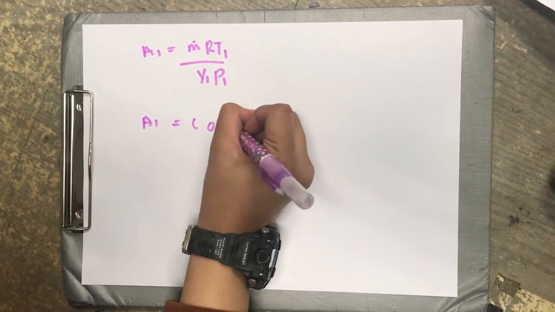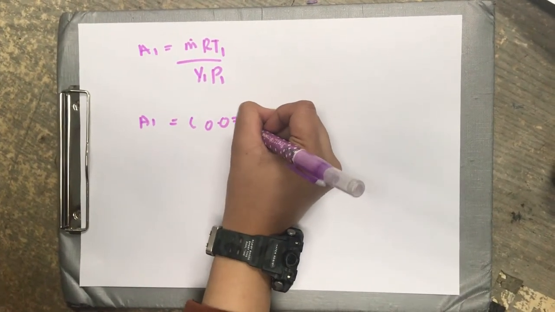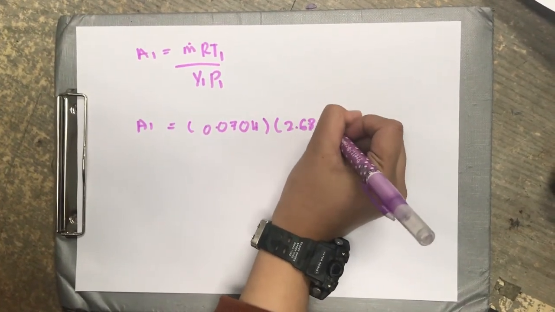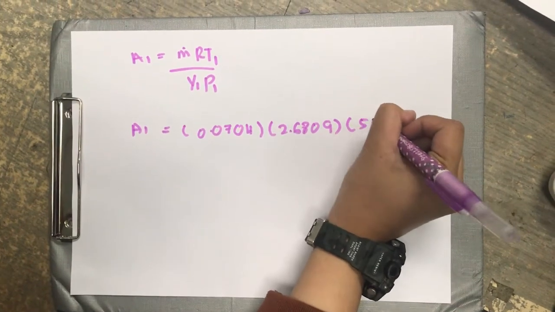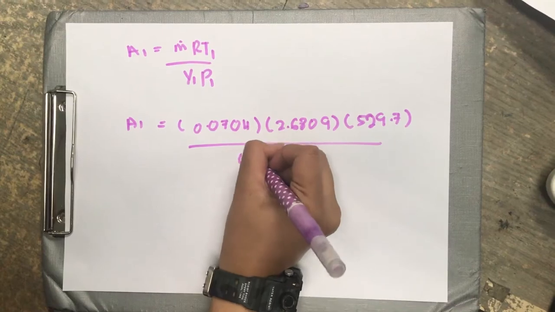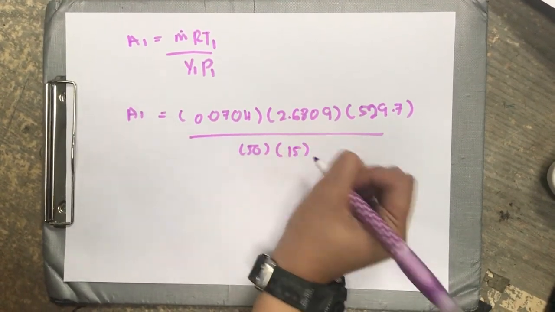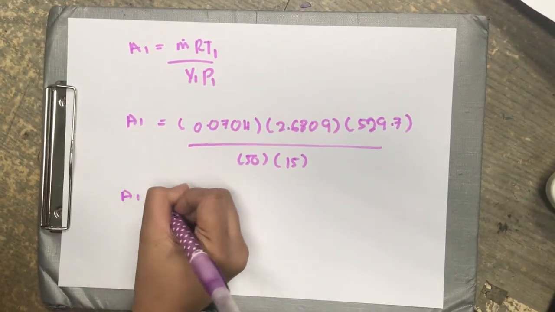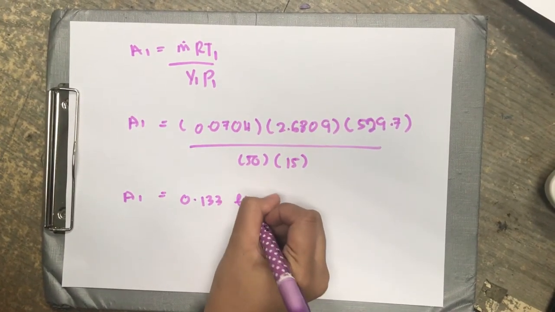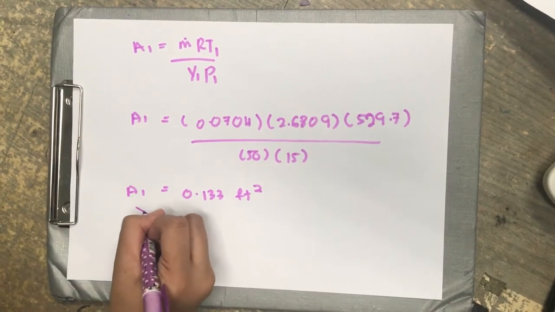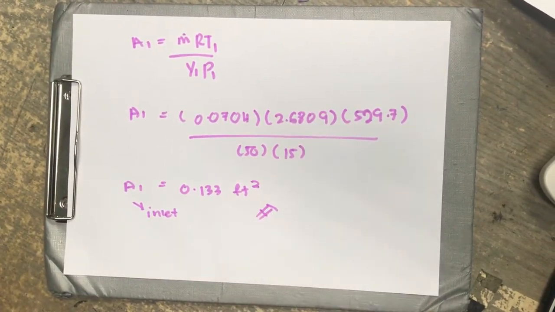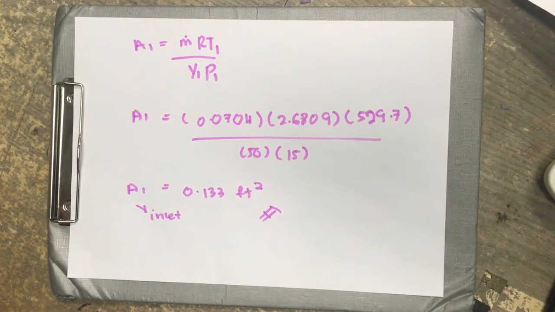Mass flow rate 0.0704 times 2.6809 times 529.7 over 50 times 15. So use your calculator and we get 0.133 square feet. This is the inlet area, and we have the answers for the inlet area and the mass flow rate.